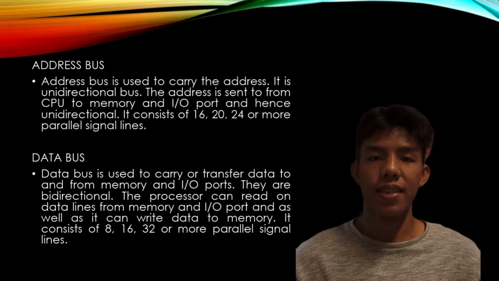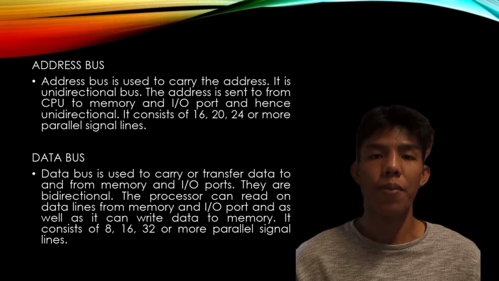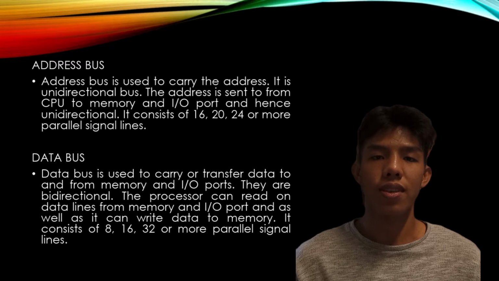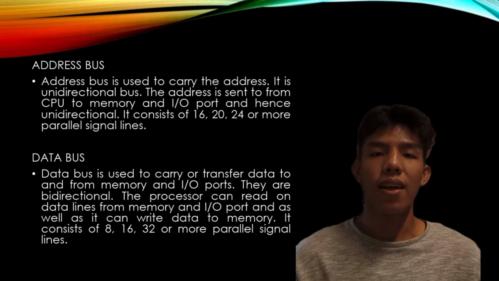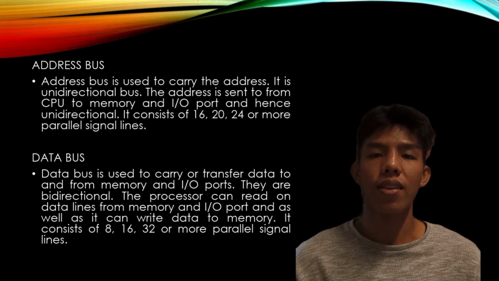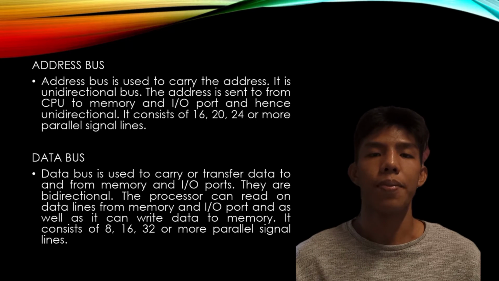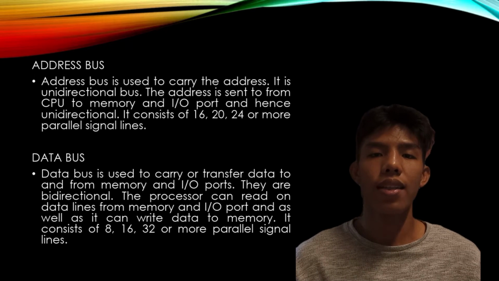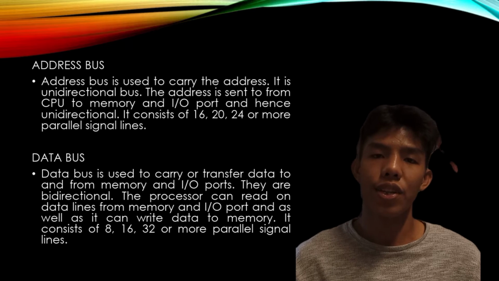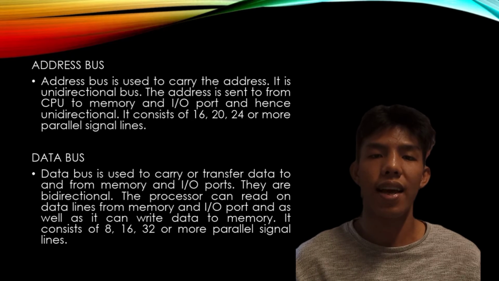Secondly, the data bus. Data bus is used to carry or transfer data from memory and I/O ports. They are bidirectional. The processor can read data on data lines from memory and input or output port, as well as it can write data to memory. It consists of 8, 16, 32, or more parallel signal lines.